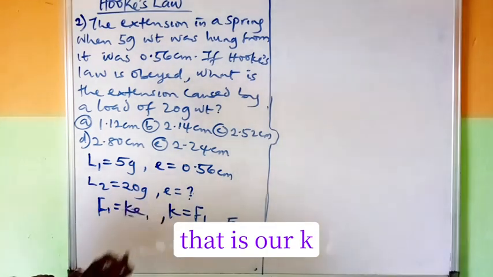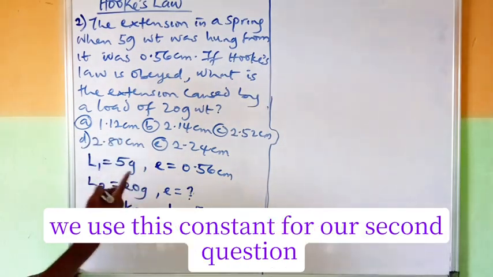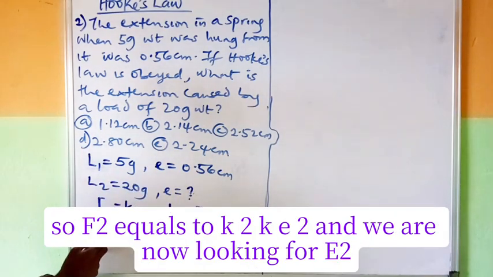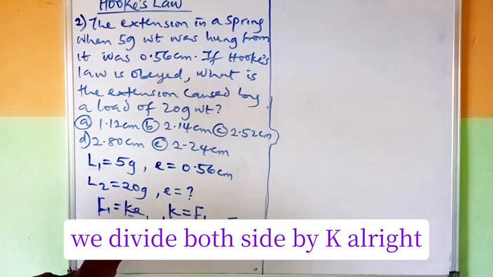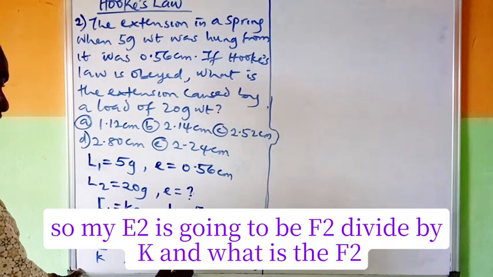That is our K. We are going to use that because it's the same elastic material. We use this constant for our second question. So F2 equals KE2, and we are now looking for E2. We divide both sides by K. So my E2 is going to be F2 divided by K.